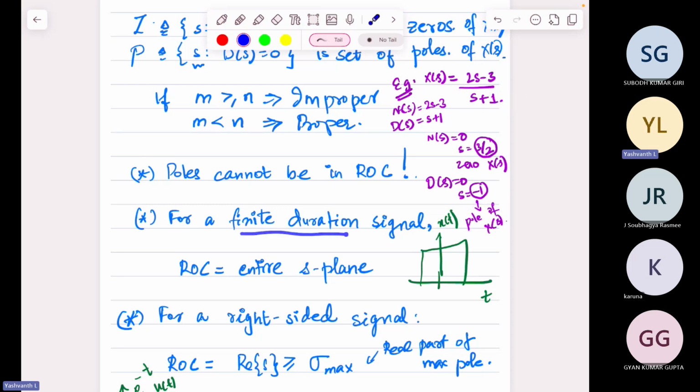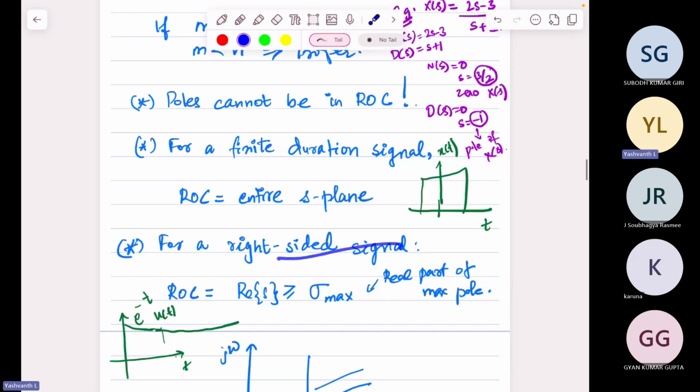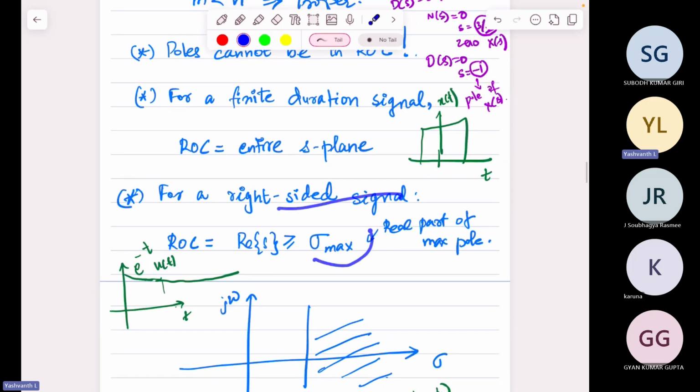For a finite duration signal, the ROC is the entire S-plane. This is an example as I show here. That is, it takes a non-zero value only for some finite amount of time. Everywhere else it is 0. So this is called a finite duration signal. And it turns out that for any such finite duration signal, the ROC of its Laplace transform will be the entire S domain plane. For a right-sided signal, the ROC will also be a right-sided plane.